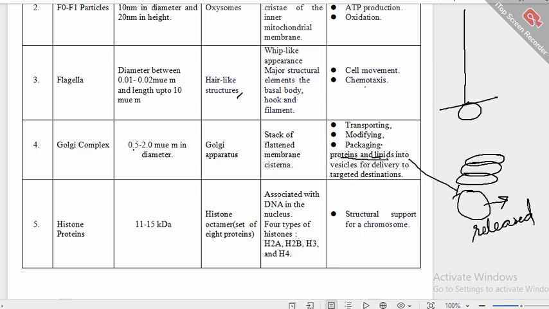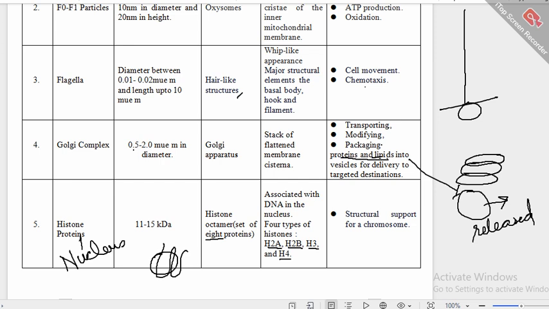Next are histone proteins. They are present inside the nucleus. The measurement given is 11 to 15 kDa. These are observed as histone octamers, a set of 8 proteins of 4 types, H2A, H2B, H3 and H4. These histone proteins are wrapped by the DNA. They are associated with the DNA and provide structural support to a chromosome.